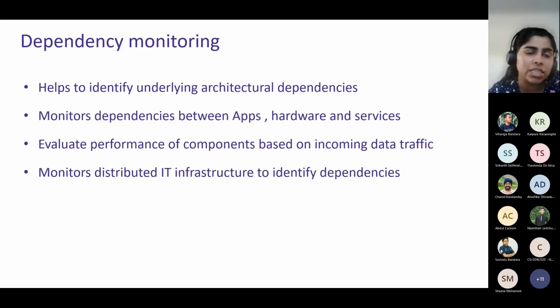So next one is dependency monitoring. When considering a system, the first point is that it helps to identify underlying architectural dependencies. Which means, when we consider any type of application, there are several components in the application, such as APIs. There can be several web apps, API function apps, or service buses. So there are architectural dependencies between these components.